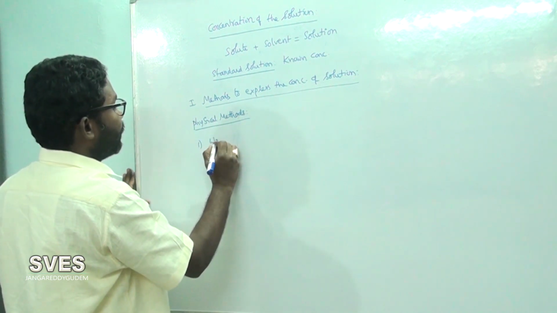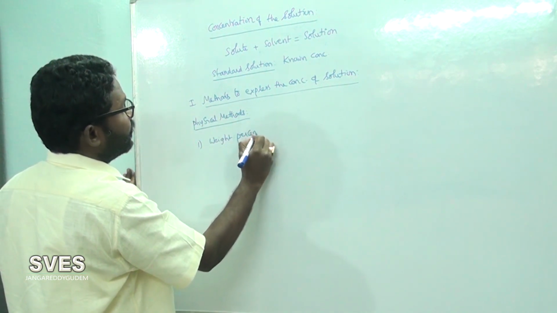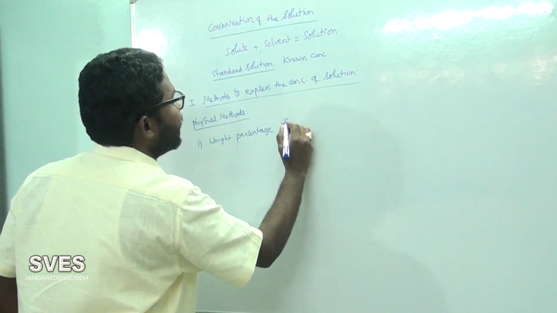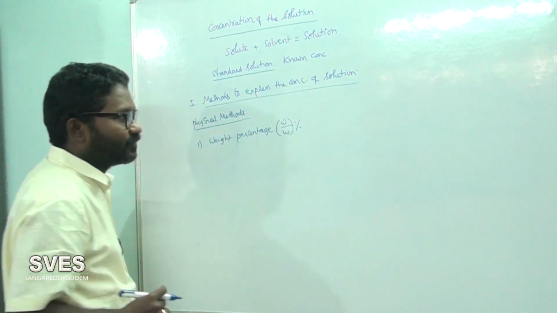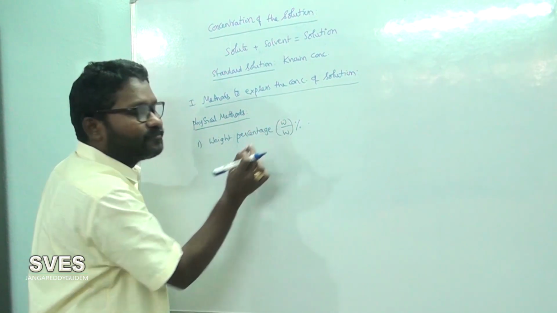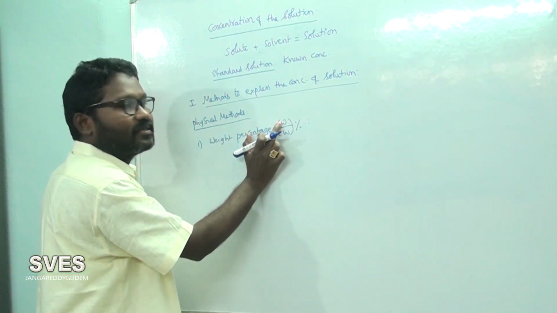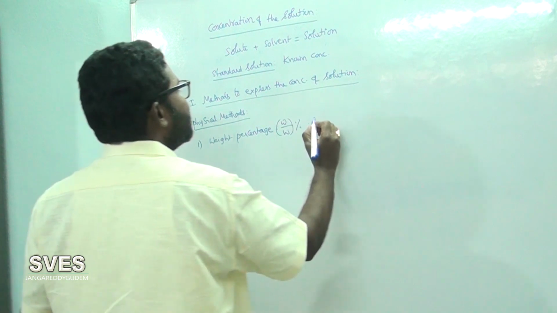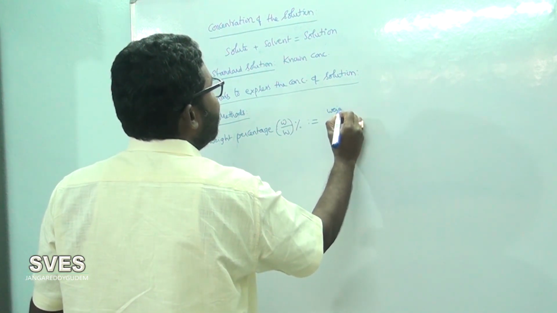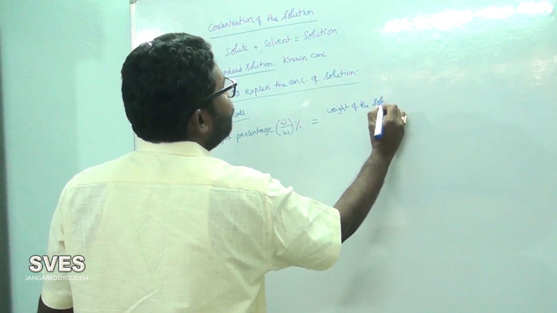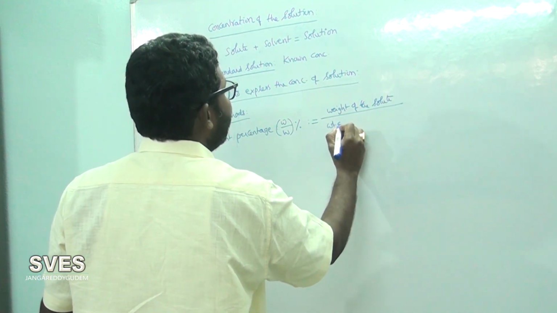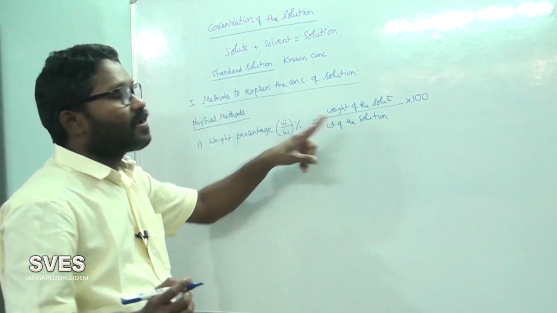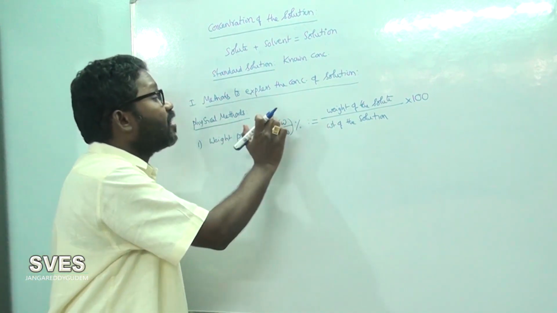that is weight percentage, whose symbolic representation is W by W percent. Here, the numerator W stands for the weight of the solute, and the denominator is the weight of the solution. So, weight of the solute by weight of the solution into 100. This is the weight percentage, or W by W percent.